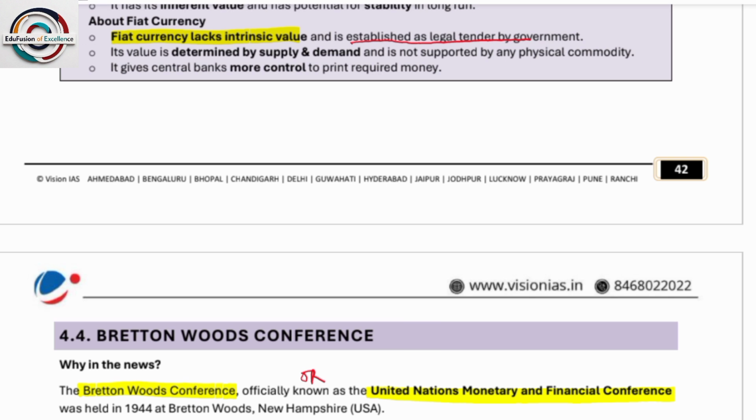For example, a paper note with a figure enshrined on it says rupees 100, but the paper might not cost rupees 100. So it does not have an intrinsic value of 100, but it guarantees making a payment of 100. So that is fiat money.